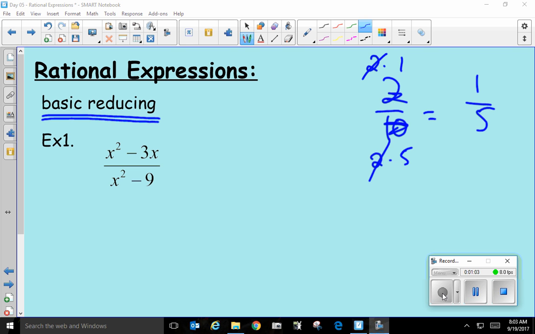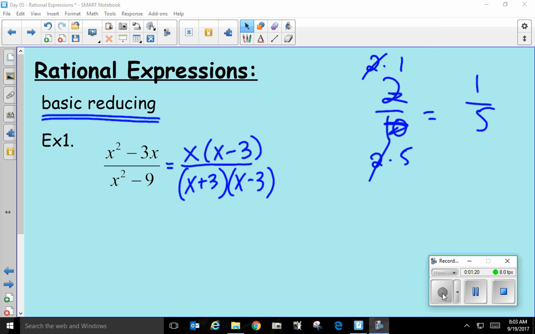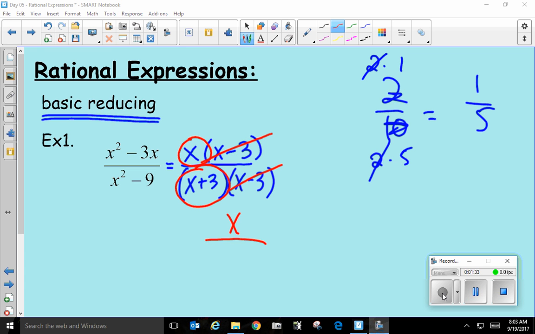What can I factor out of the numerator here, x? And I would have what left? Perfect, x minus 3. And of course, the bottom is what factor? x plus 3. Absolutely. Now we can cancel out the x minus 3. This is the easiest form, in my opinion, of reducing fractions or simplifying rational expressions. So I end up with x over x plus 3.